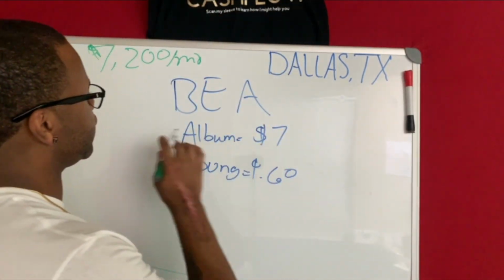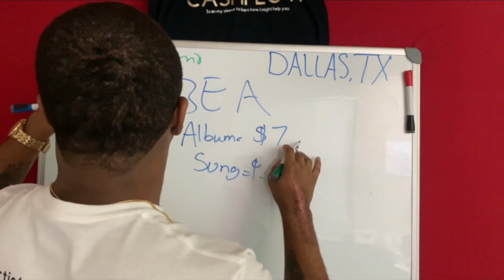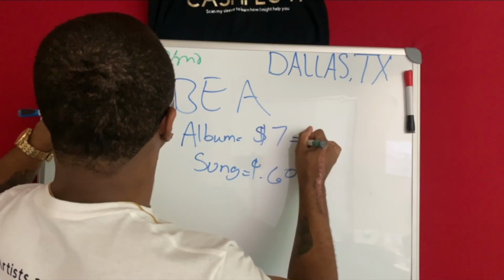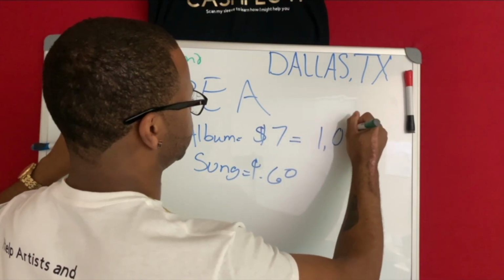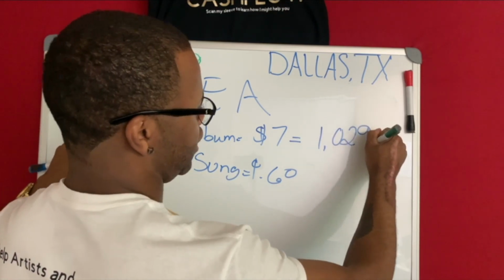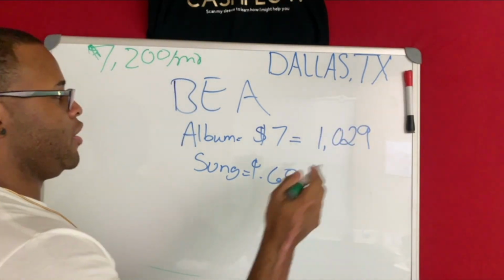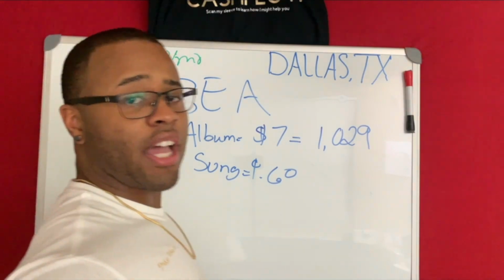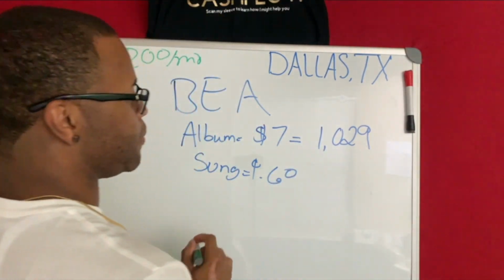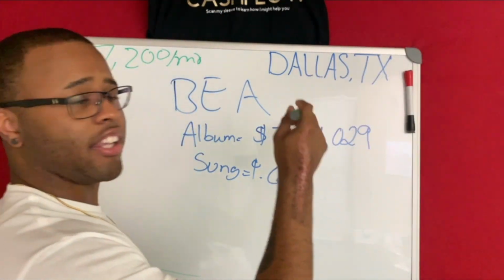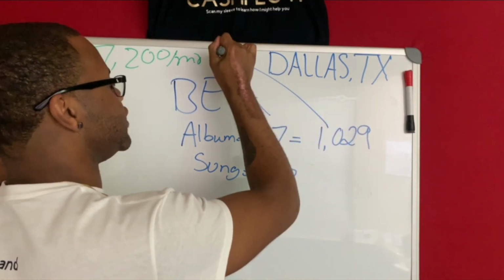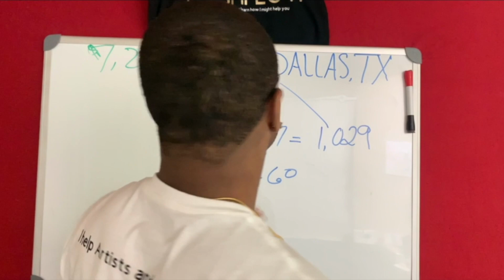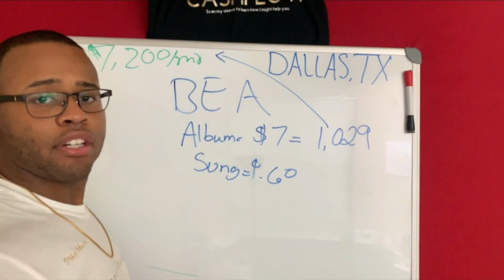So if we do the math, we have to sell 1,029, I believe it's 1,029 albums if we only sell albums. We gotta sell 1,029 albums. And I could be wrong, so y'all get the calculator out. Yeah, we have to sell 1,029 albums just to save ourselves for the month.